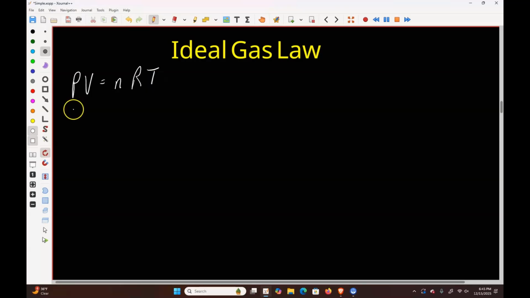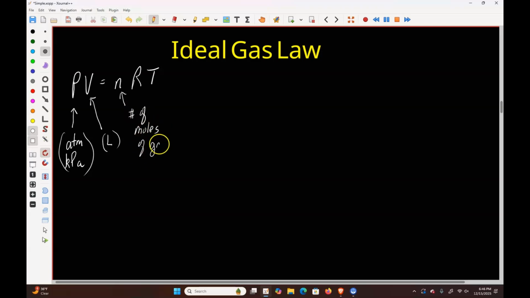We have some very specific units we have to use for this formula. Pressure can only be in atmospheres or kilopascals. If they're not, you have to convert them into these. Volume can only be in liters. N represents the number of moles of gas.